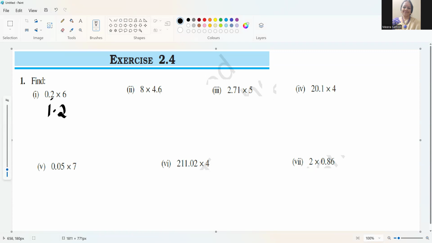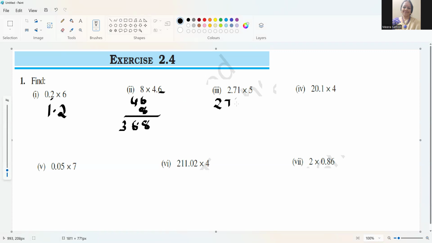8 into 4.6. So first you multiply 46 into 8. 8 6s are 48. 4 carry over. 8 4s are 32. 32 plus 4, 36. 368. Now here only one decimal place. So decimal will come here. So answer 36.8.